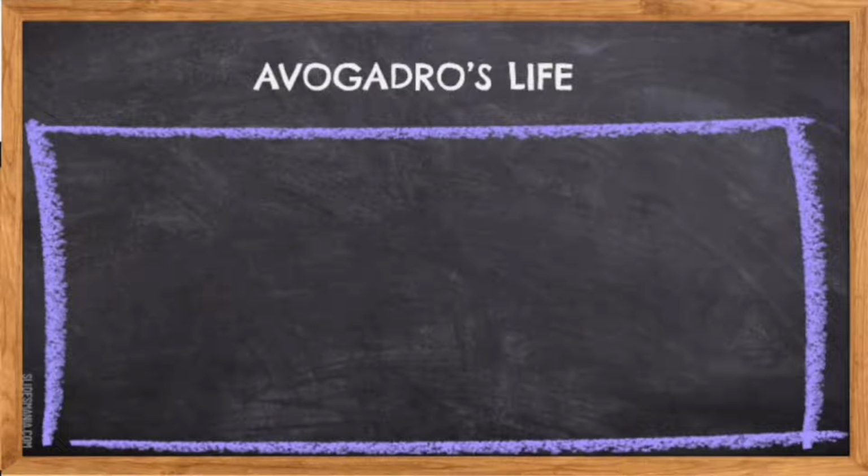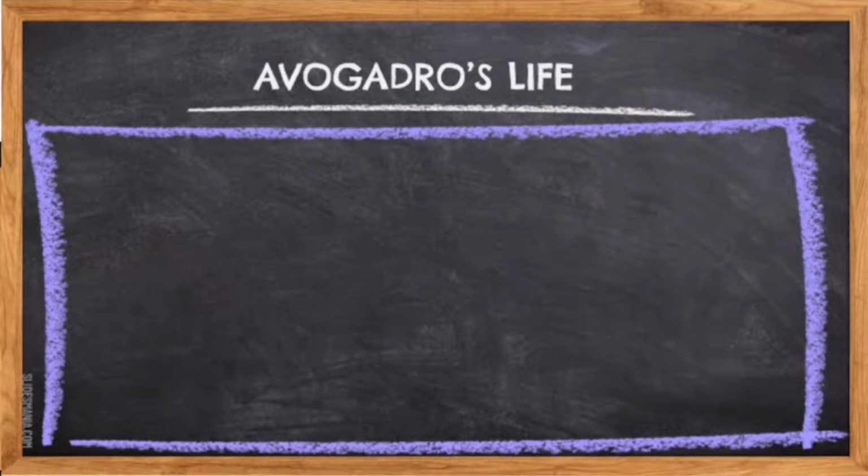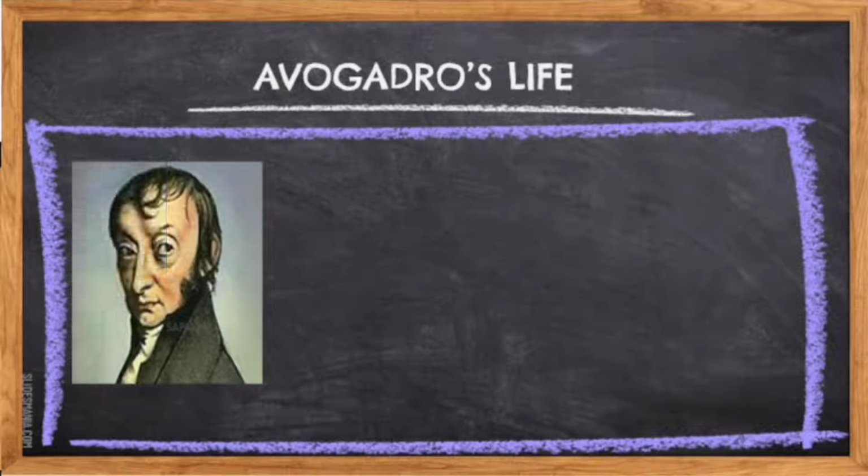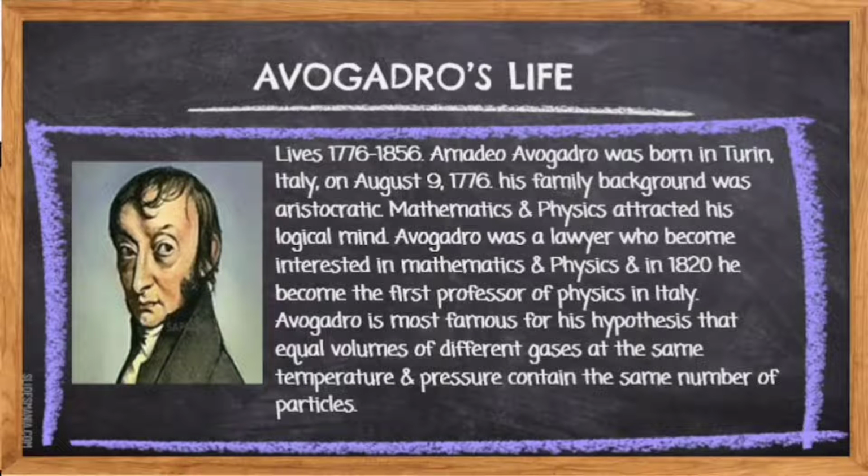Now, who is Amadeo Avogadro? Let me give you some important details about Avogadro's life. He lived from 1776 to 1856. He was born in Turin, Italy on August 9, 1776. His family background was aristocratic. Mathematics and physics attracted his logical mind. Avogadro was a lawyer who became interested in mathematics and physics, and in 1820, he became the first professor of physics in Italy.